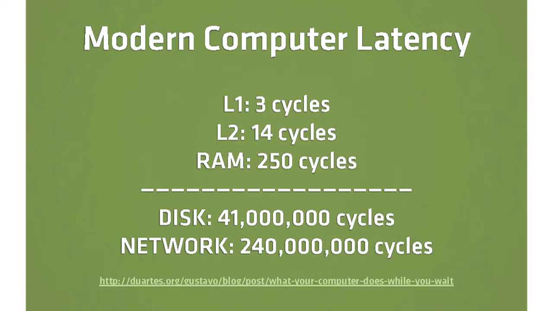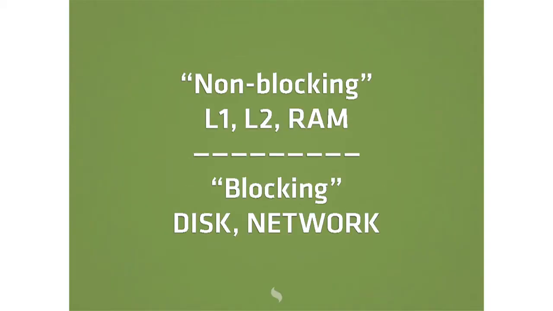So Node draws a line. You noticed here, 3, 14, 250, 41 million. That's a pretty big jump. And so Node says anything below that line, we consider that blocking, and we don't block on that. That's bad. We give it callbacks.